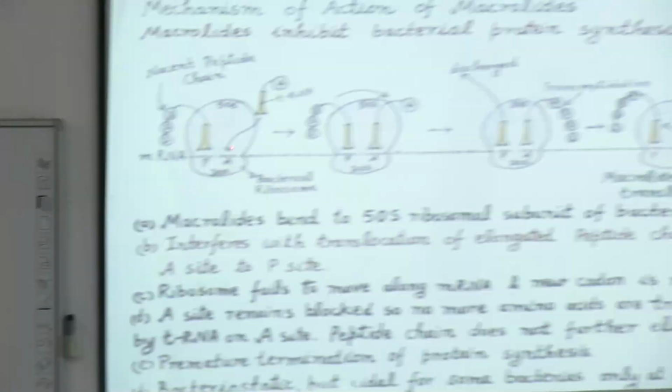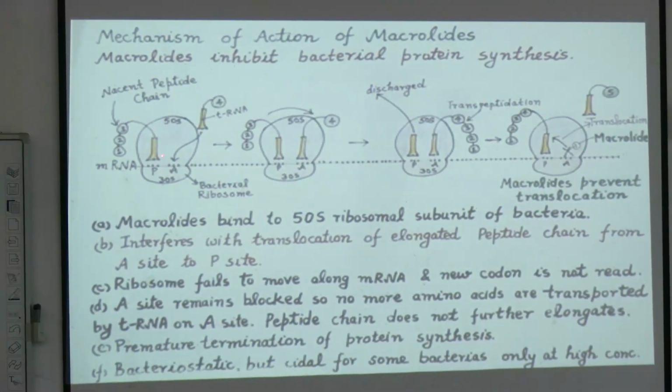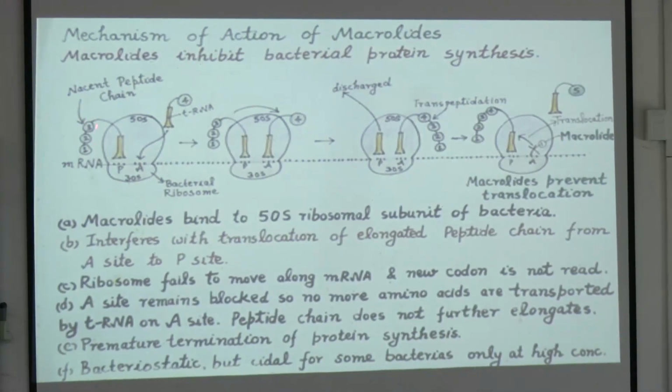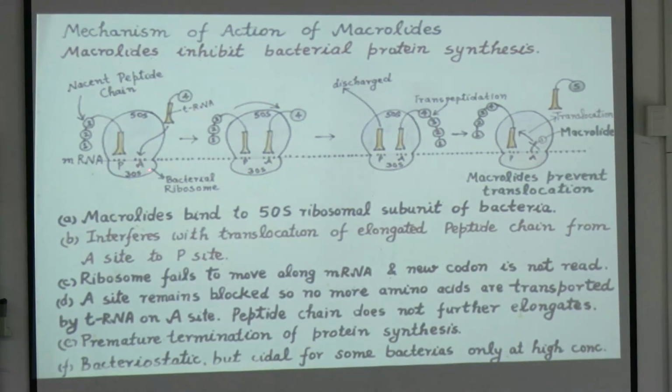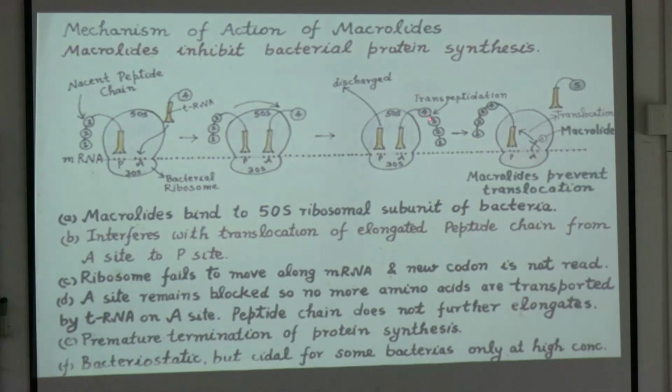Now if you look into the diagram, the same thing. Here you have an A site, and here is a P site. In the P site already you have a tRNA with 3 amino acids. A new amino acid comes with a tRNA and joins to the A site. Okay? In the next step, these 3 amino acids from the P site go and join the amino acid on the A site chain. And here joining occurs. This process is called transpeptidation.